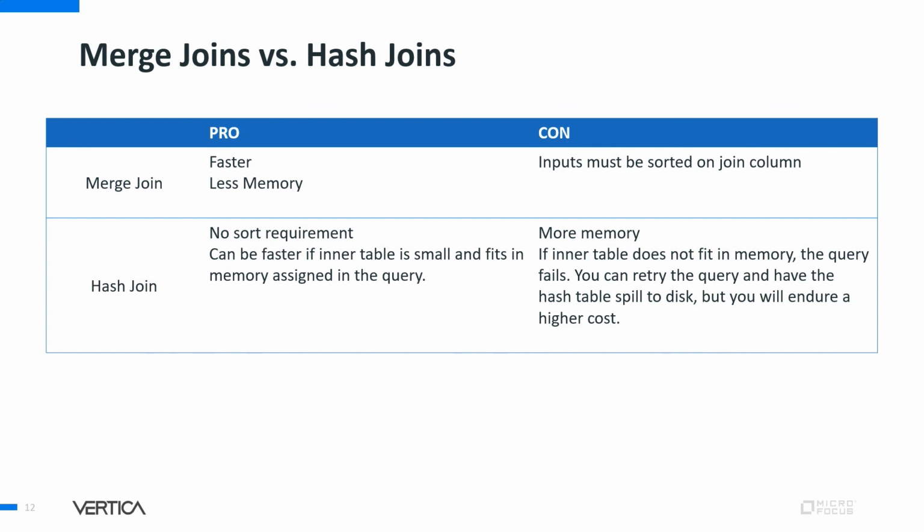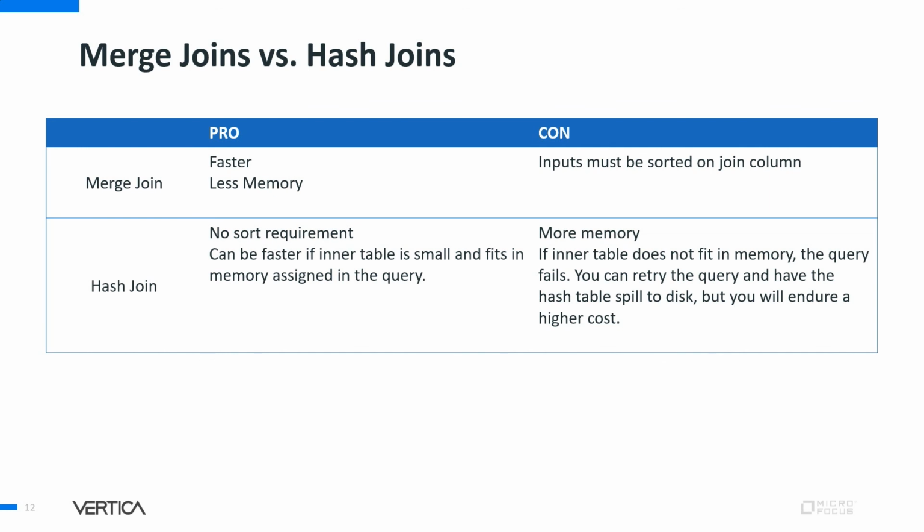When processing a join, the Vertica optimizer chooses from two algorithms, merge join and hash join. Merge join: if both inputs are pre-sorted on the join column, the optimizer chooses merge join, which is faster and uses less memory.